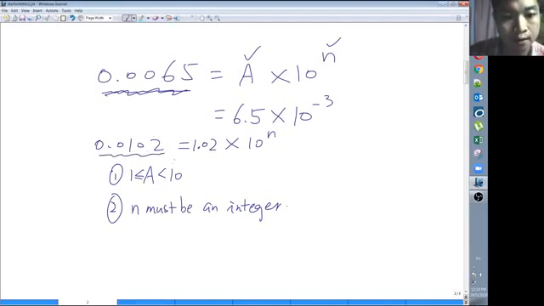Okay, and then in order to make this 1.02 smaller, to get 0.0102, you need a negative integer. So your n here is, you just ask yourself, your decimal point is here, 1.02, so you're actually moving your decimal point to the left by 1 and 2 places. So therefore, if you move the decimal point to the left by 2 decimal places, you should have a negative 2 here.